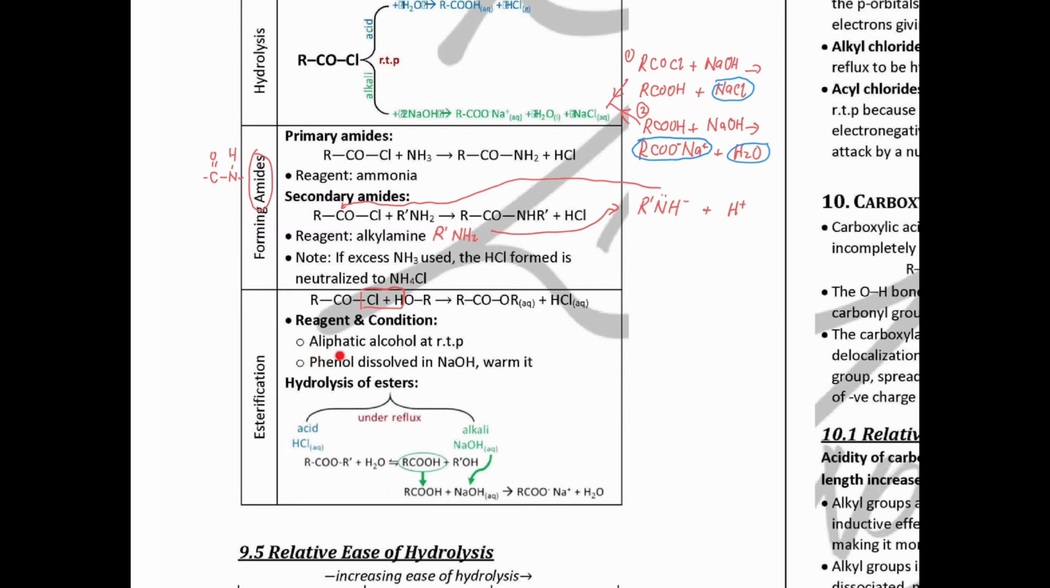But if you use phenol, right? If you use phenol, you need to be more extreme a bit in terms of the conditions. You have to dissolve it in NaOH. Why do we dissolve it in NaOH? So that it can release its H plus more easily, no? Or it can form hydroxide ion more easily, and you have to warm.